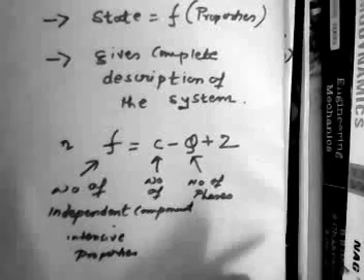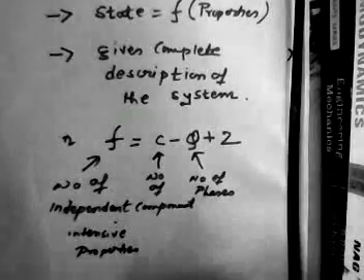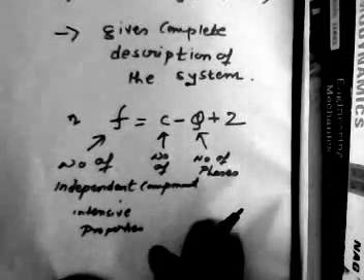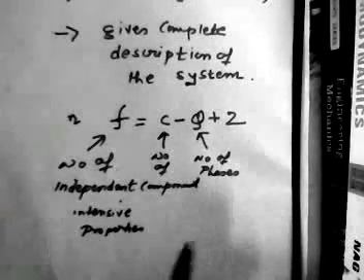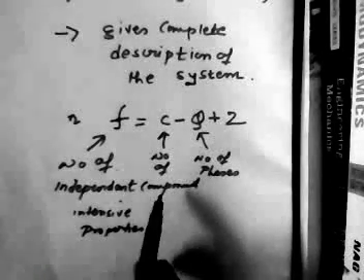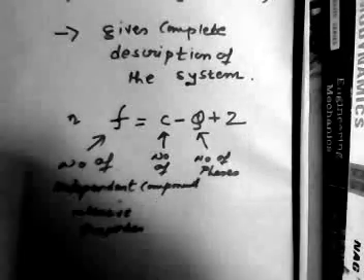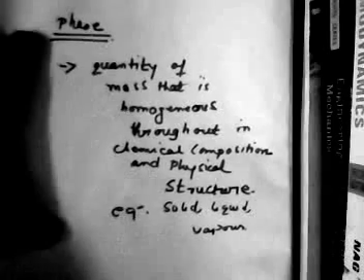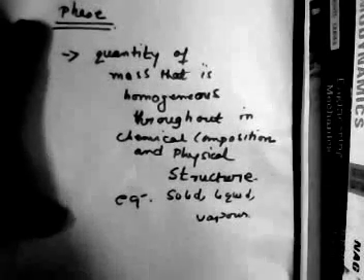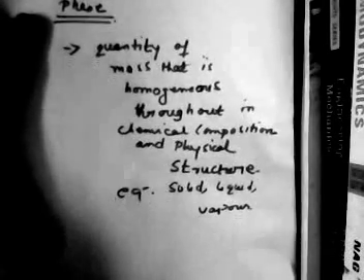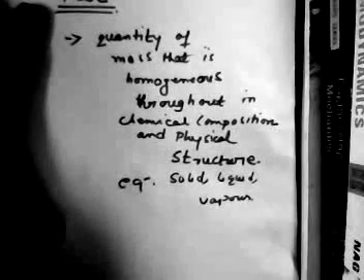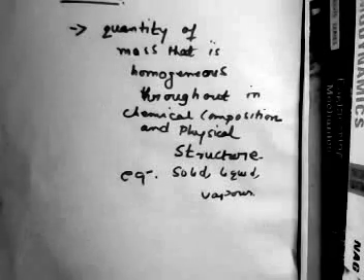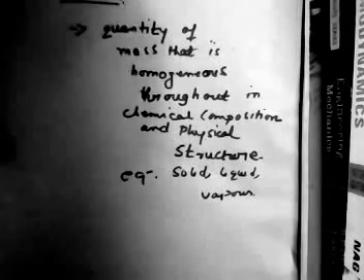This formula is known as the Gibbs phase rule, and F is the number of independent intensive properties needed to define the state of a system. We all know what components are and what a phase is. A phase is basically a quantity of mass that is homogeneous throughout in chemical composition and in physical structure. Examples are solid, liquid, and vapor.